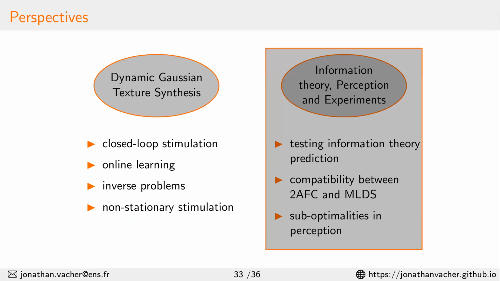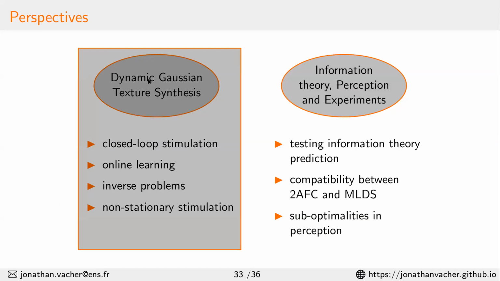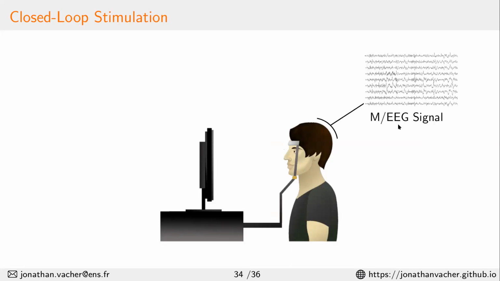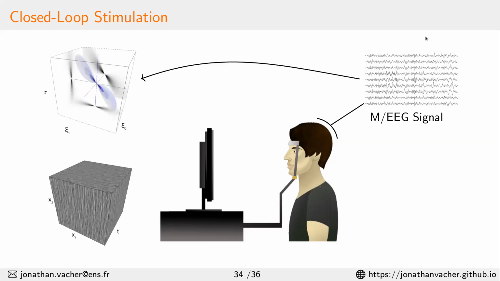And so finally, I want to come back to the dynamic texture synthesis algorithm. I think we can go further. For example, if you do psychometric experiments, you can add a recording device, measuring EEG or MEG, for example. And from this signal, maybe you can modulate the stimulus again and update the stimuli online. And so maybe there are really interesting questions behind that.